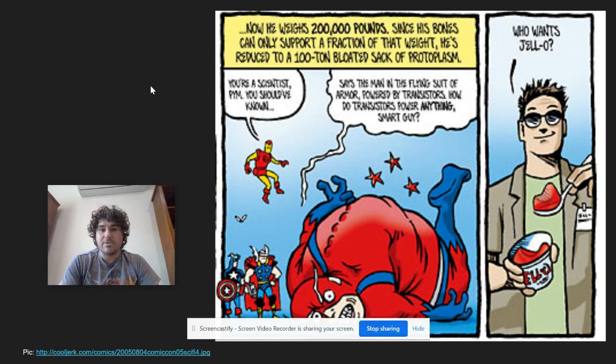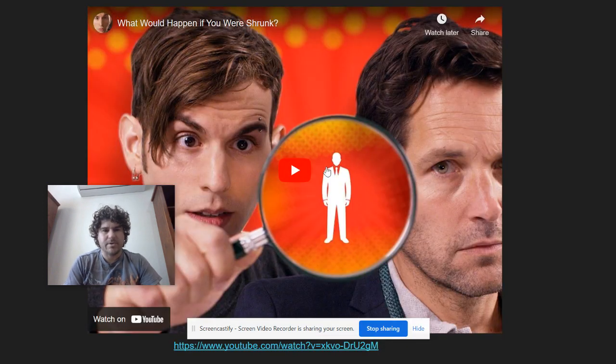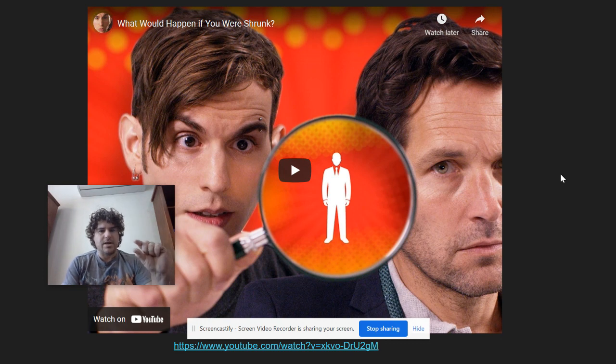Since his bones can only support a fraction of that weight, he's reduced to a 100-ton bloated sack of protoplasm. So his body would fall in on itself. It wouldn't be able to cope with that. Gross. All right, there's a little clip on it, which is cool. That looks at some of the things that we wouldn't be able to do, because one of the things he does is he'll shrink down and he'll talk to people, but you wouldn't be able to hear his voice. So they look at that in this clip.